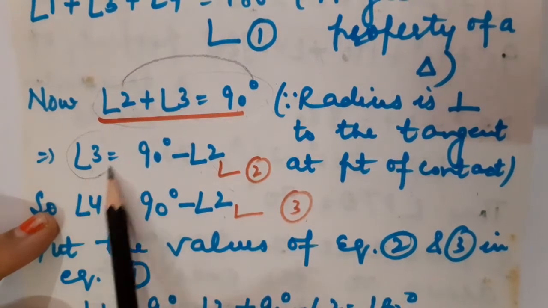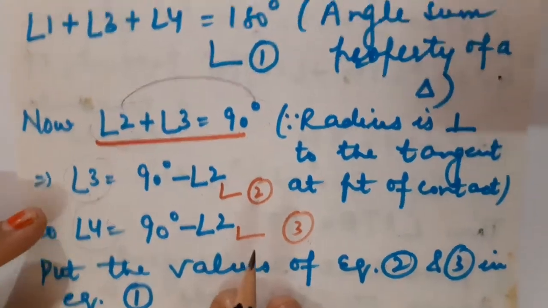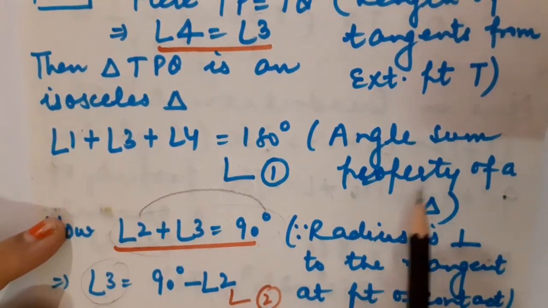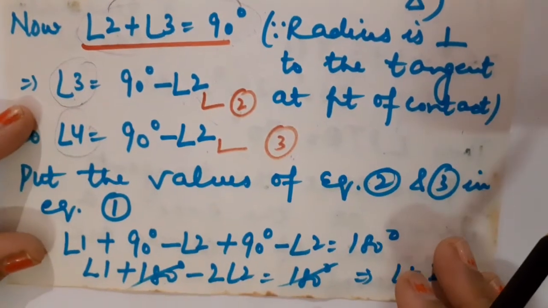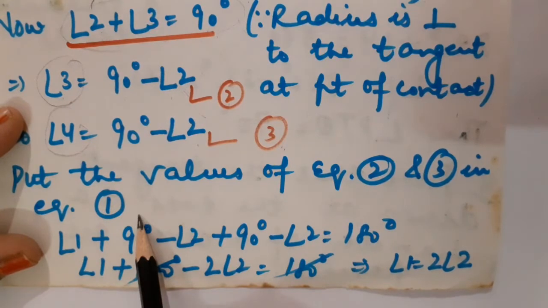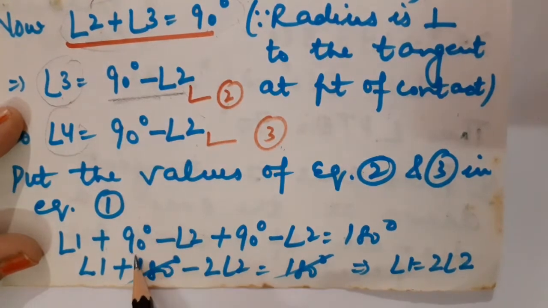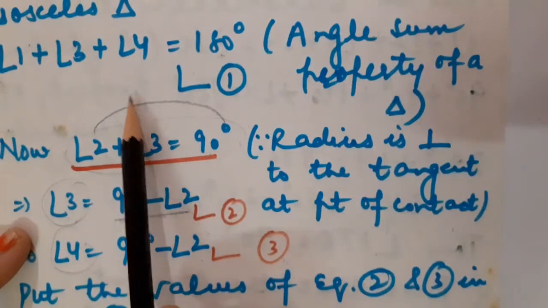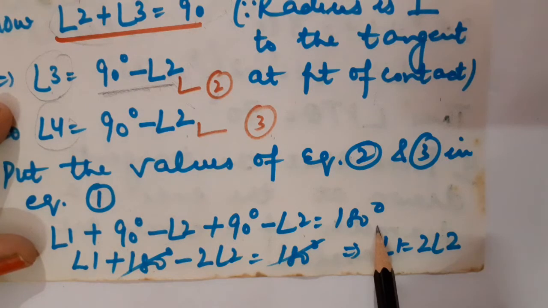Put these values of angle 3 and angle 4 from equation 2 and equation 3 in equation number 1, which is actually showing the angle sum property of a triangle. Fine, children. Now have a look. Put the values of equation number 2 and 3 in equation number 1. So equation number 1 we had angle 1 plus, at place of angle 3 I am writing 90 degrees minus angle 2 plus, at place of angle 4, I am writing again 90 degrees minus angle 2, is equal to 180 degrees.